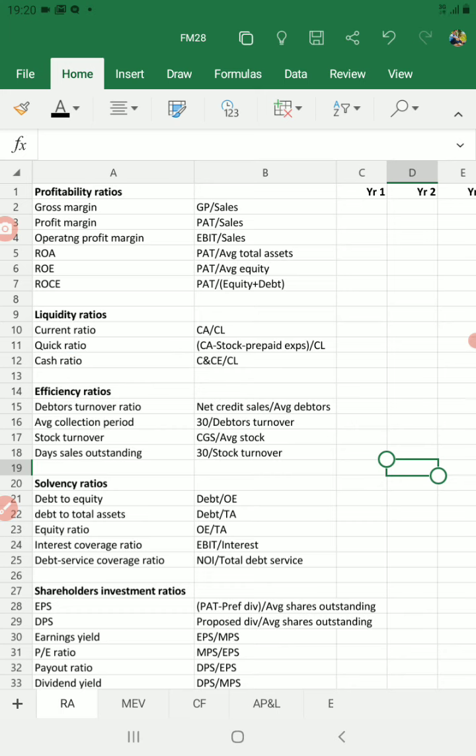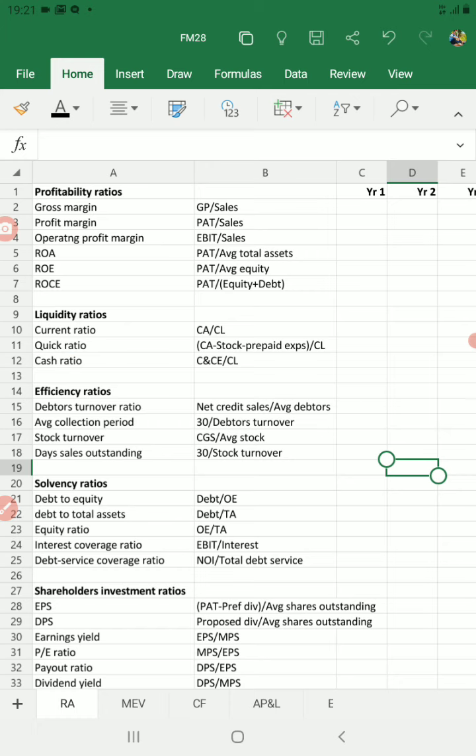So ratio analysis is the quantitative measurement of relationships between line items within the financial statements with a view to gauging the financial health of the business. So basically there are areas under which ratio analysis is used with a view to gauging the financial health of the business.